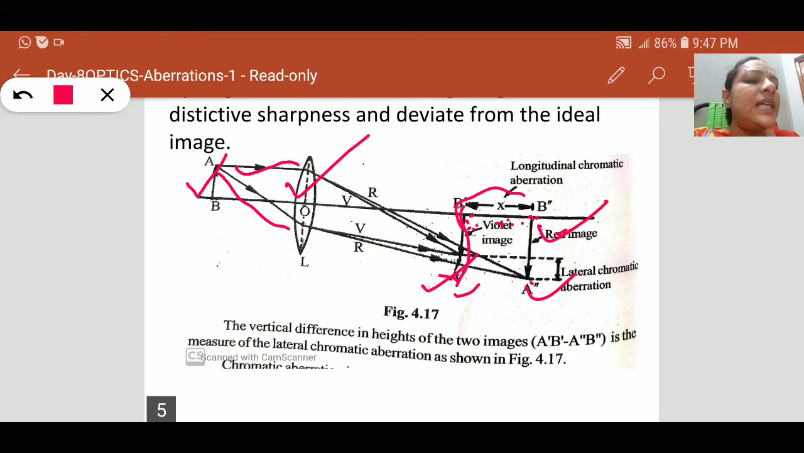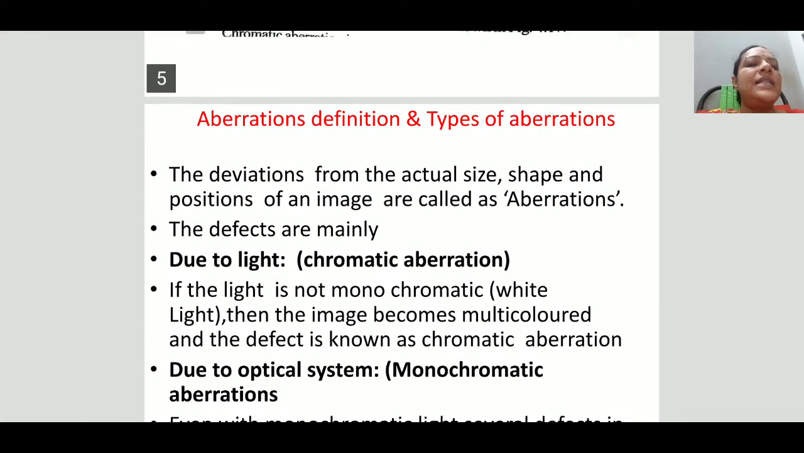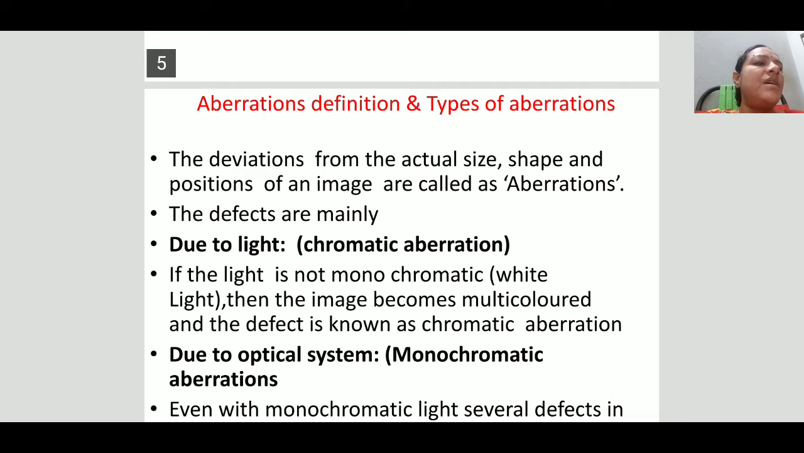So totally the image is not clear. The image is blurred with different colors, meaning the image loses its actual shape and size like this. This is known as an aberration. So this is about a lens system, how the defect is formed. Coming to the definition of aberration: the deviations from the actual size, shape and position of an image are called aberrations.